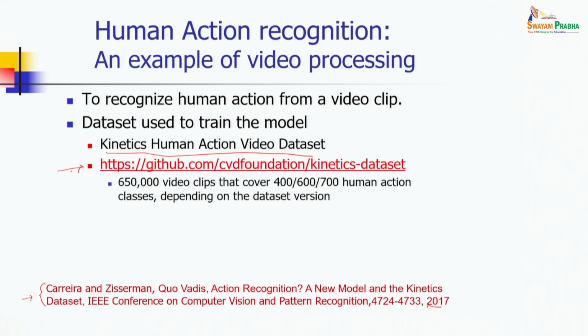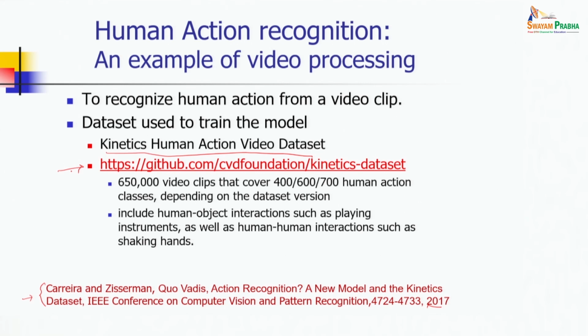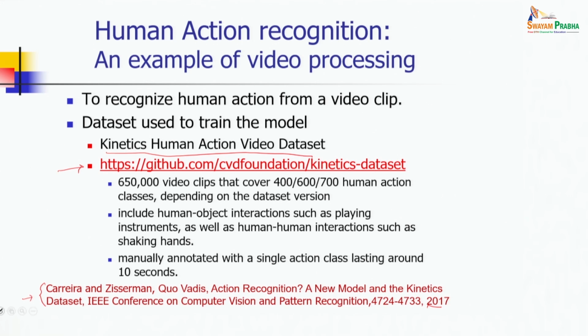It has 650,000 video clips, which cover, as you can see, 400 or 600 or 700 human actions. There are different versions of this data set, for which different levels are generated. There are some typical examples of actions, human object interactions like playing instruments, shaking hands, etc. These are manually annotated with a single action class lasting around 10 seconds. It's a stupendous task that they did to prepare this data set, and it has become very valuable data for modeling videos.